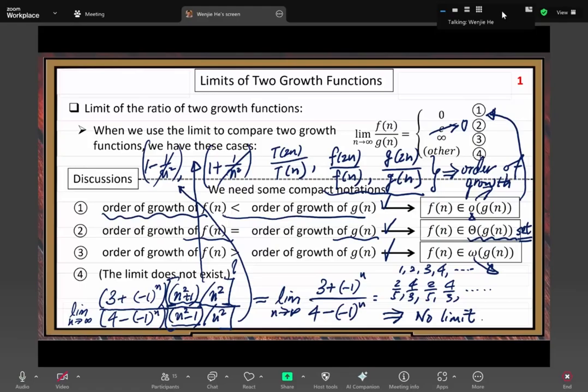That's case number 4: the limit does not exist. So we cannot use our powerful limit tool to study the ratio to compare two growth functions. Our limit method does not work, so we have to drop this method and find a different one. The new method should not rely on the limit concept. Next, we need to look at the new method.